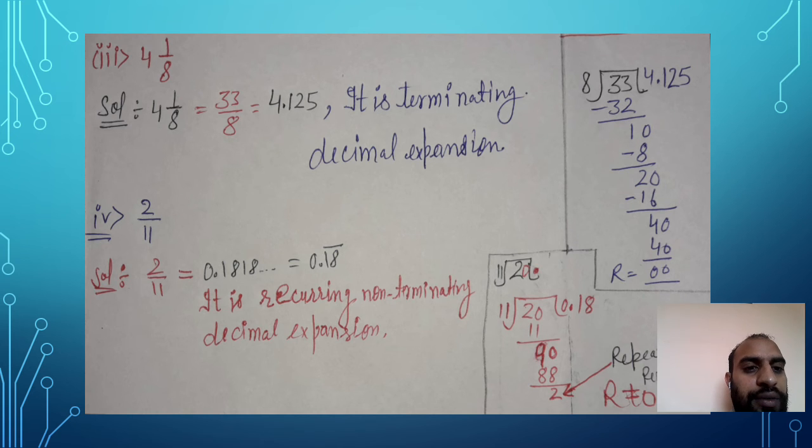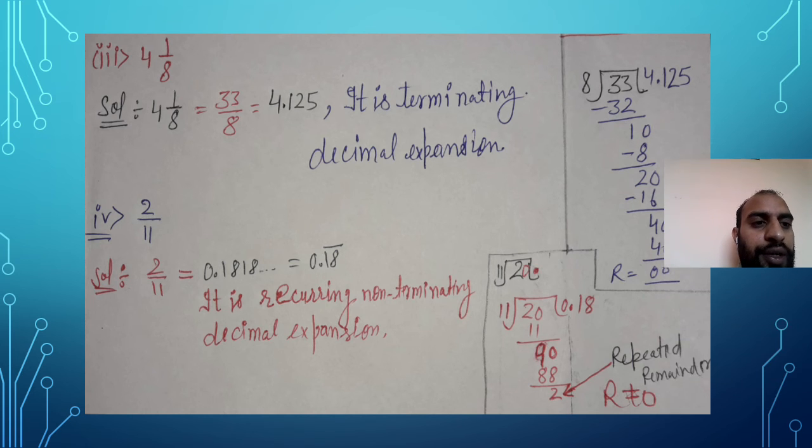Now next case we are taking 2 upon 11. Once again in a similar way as we did 1 upon 11, we need to start. First put decimal, it becomes 20. Then 11 1s are 11. 9 left, you can take 0, it becomes 90. 11 8s are 88. Once again remainder is 2.